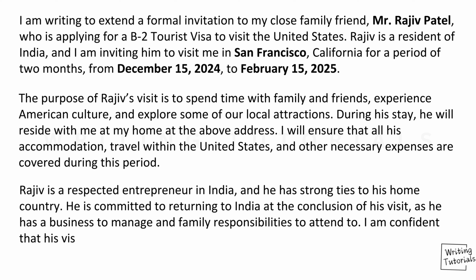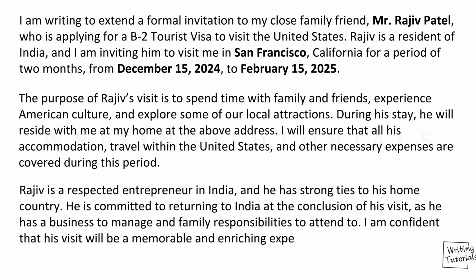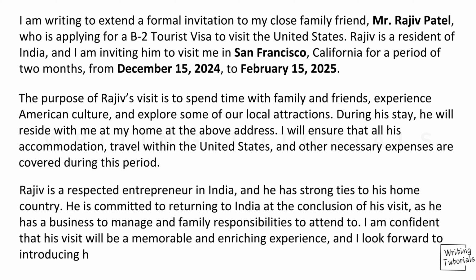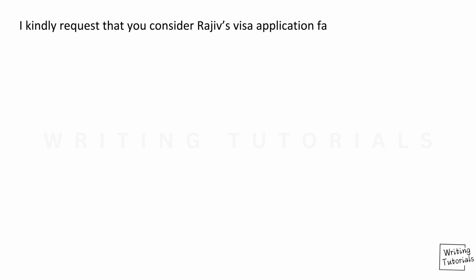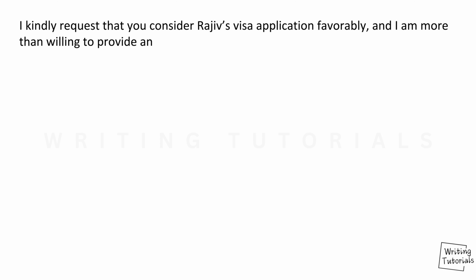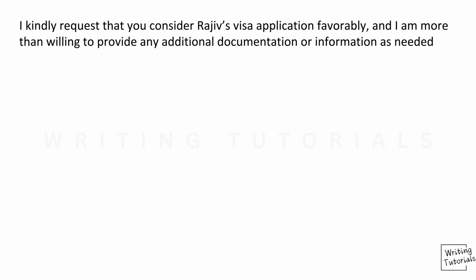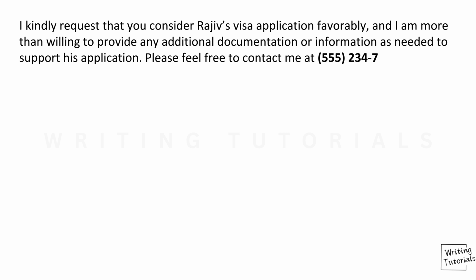Closing paragraph, making an appeal. After that, you'll want to politely request that the consulate support the visa application. I wrote, I kindly request that you consider Rajiv's visa application favorably. If you can, provide contact details again to show you're open to follow-up questions or additional support. A sentence like, please feel free to contact me at 555-234-7890, assures them you're prepared to assist with any other information they may need.